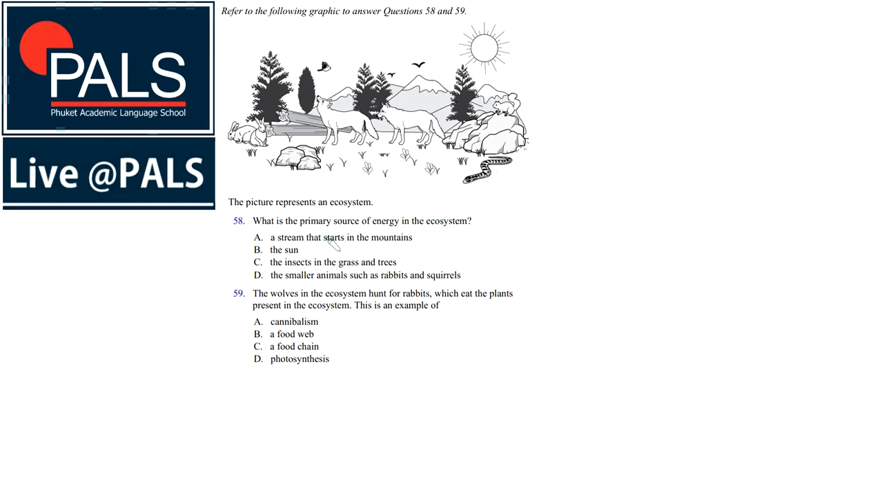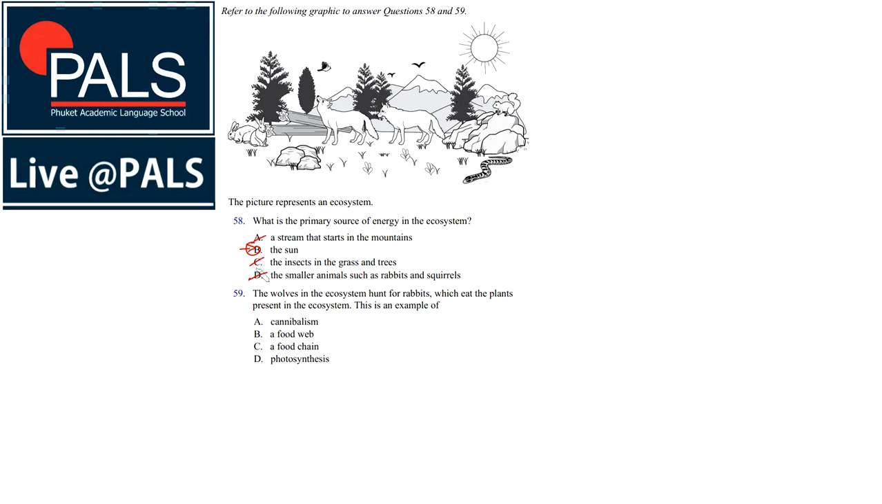The primary producer is an organism that uses the energy from sunlight and does photosynthesis to produce organic molecules, produce their own food. A stream that starts in the mountains doesn't contain any energy. The sun, that's potentially possible. The insects in the grass and trees, nope. It's the primary source of energy in the ecosystem. The smaller animals such as rabbits and squirrels, nope. So the sun.